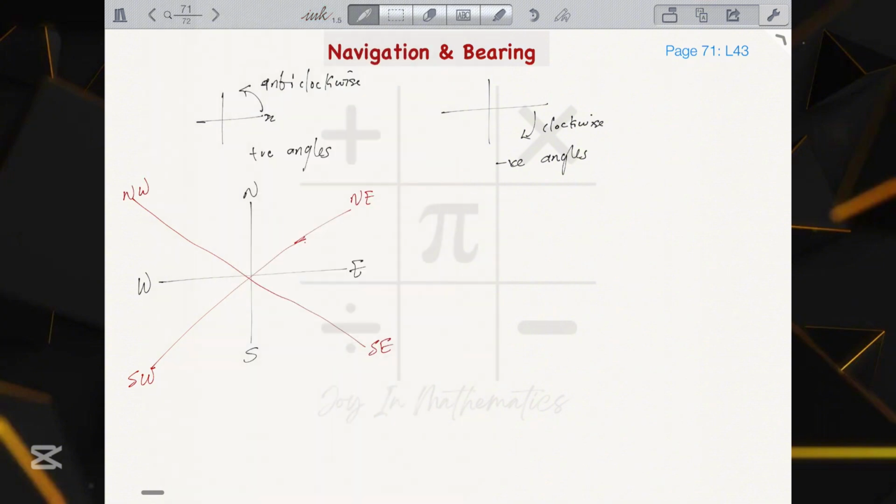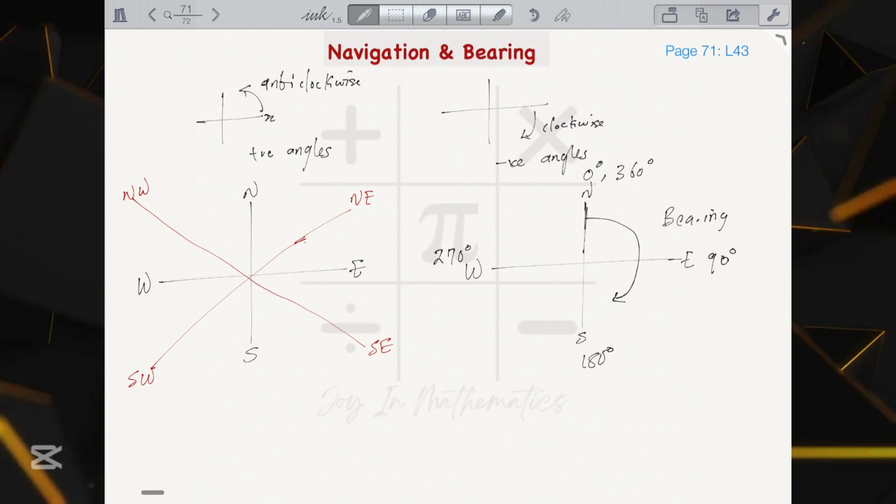So in what direction does bearing move? How is it measured? It moves from the north to the south, to the east to the west. Therefore, navigation bearings are measured in degrees clockwise from the north. So it's measured in this direction. This will be our 0 degrees, our 90 degrees, our 180 degrees, our 270 degrees, back to 360 degrees. So this is for bearing.